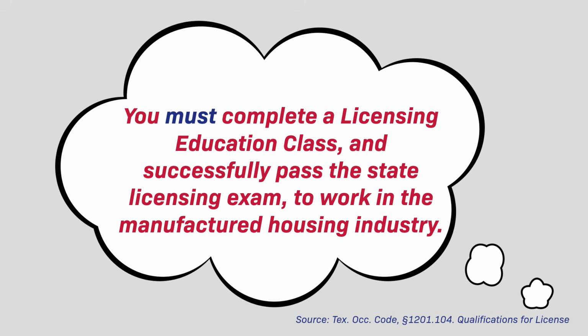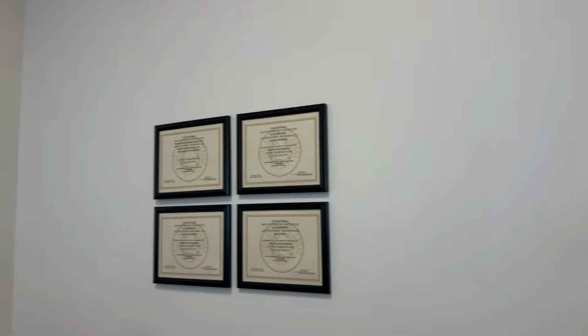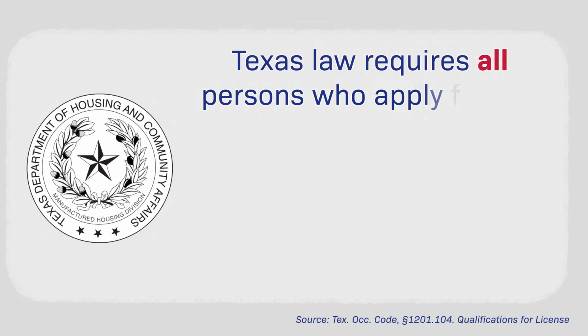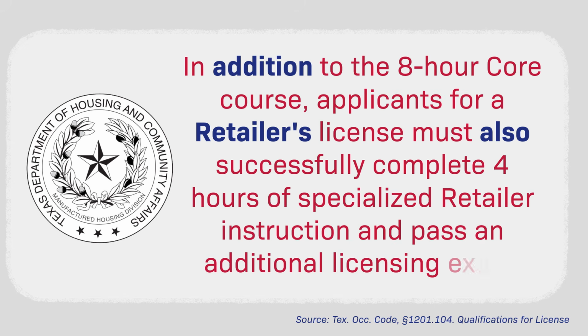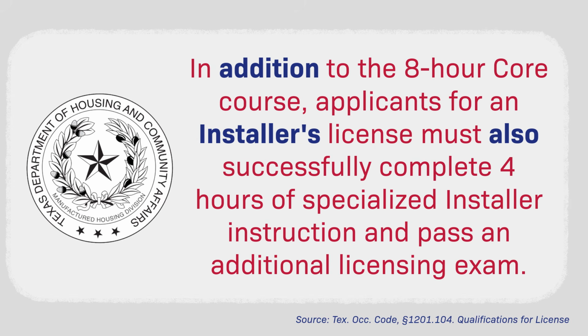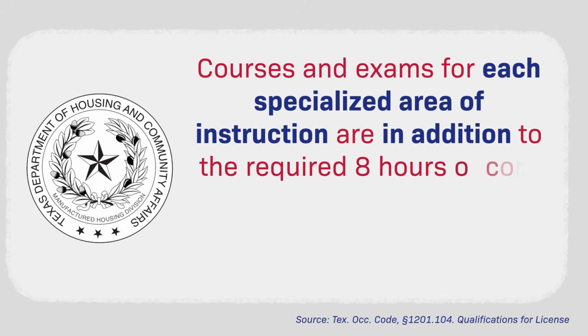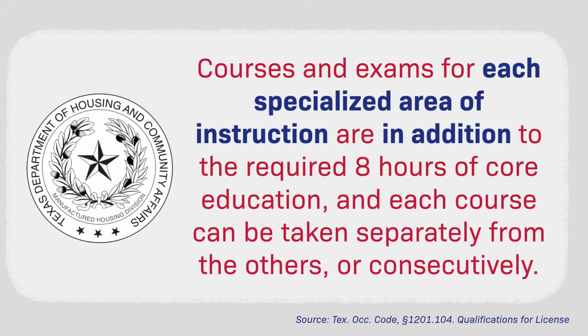Texas law requires all persons who apply for a license to successfully complete 8 hours of core instruction in the law with the Manufactured Housing Division. In addition to the required 8 hours of core education, applicants for a retailer's license must also successfully complete 4 hours of specialized instruction. Applicants for an installer's license must also successfully complete 4 hours of specialized instruction in that area of the law. Again, each of those specialized instructional areas are in addition to the required 8 hours of core education.